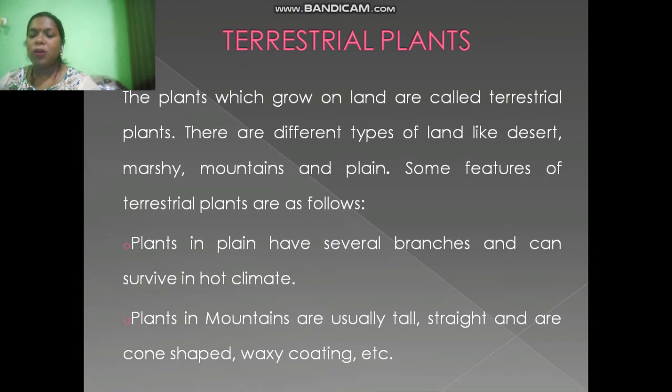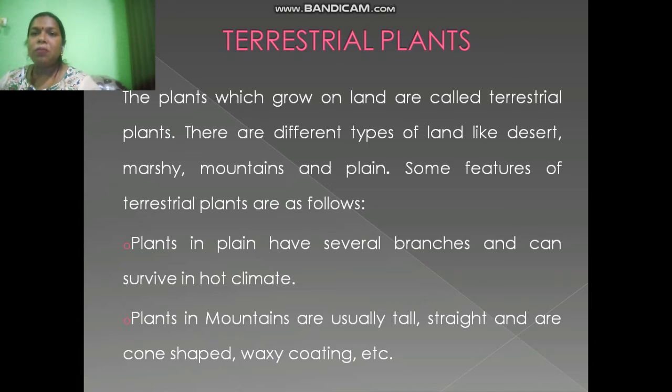Terrestrial plant. The plants which grow on land are called terrestrial plants. There are different types of land like desert, marshy, mountains and plains. Some features of terrestrial plants are as follows. Plants in plains have several branches and can survive in hot climate. Plants in mountains are usually tall, straight and cone-shaped, with waxy coating, etc.